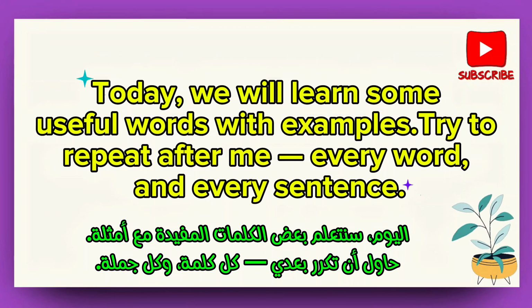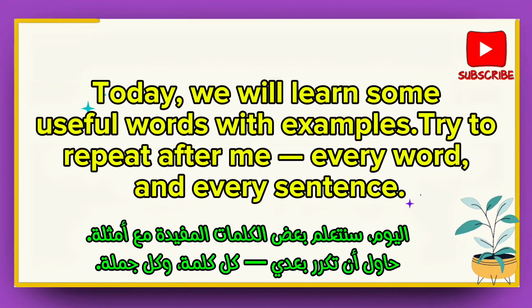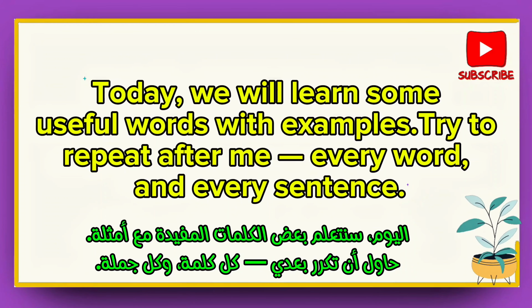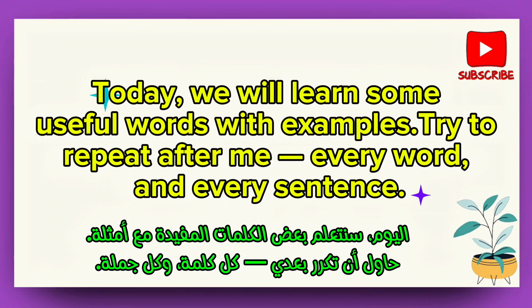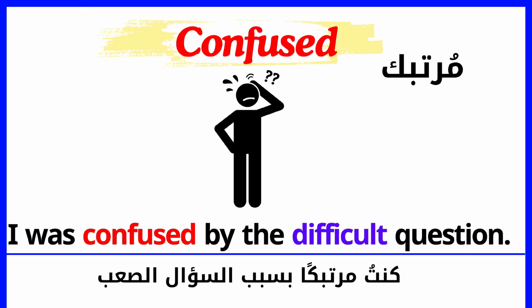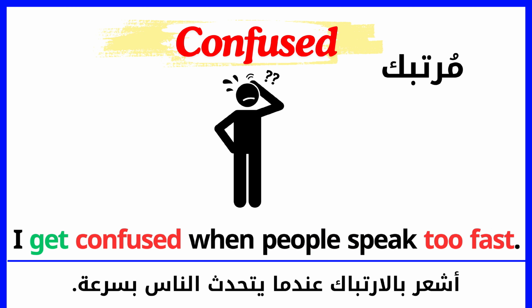Today, we will learn some useful words with examples. Try to repeat after me, every word and every sentence. The first word is confused. Confused. For example, I was confused by the difficult question. Again, I was confused by the difficult question. Another example is, I get confused when people speak too fast. Again, I get confused when people speak too fast.